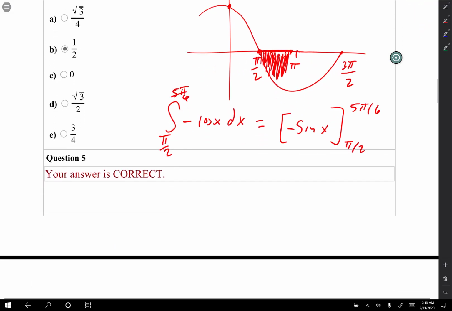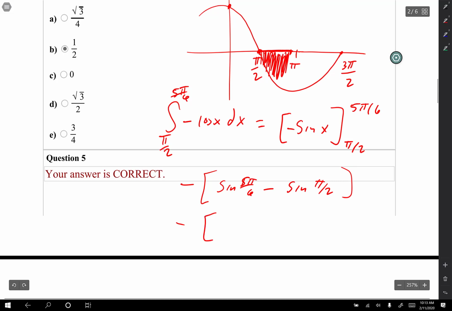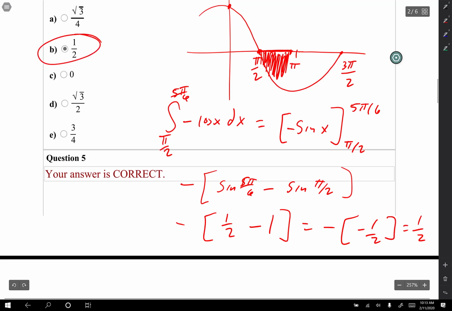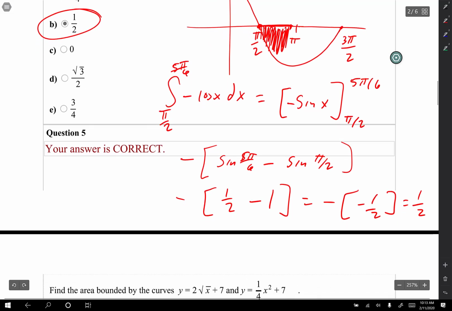All right, here we go. Upper minus lower. I'm going to factor out the negative. So here we go: sine of 5π/6 minus sine of π/2. Negative, and the sine of 5π/6 is a half, minus sine of π/2 is 1. So negative, negative half, so negative times the negative is a positive. Cool.